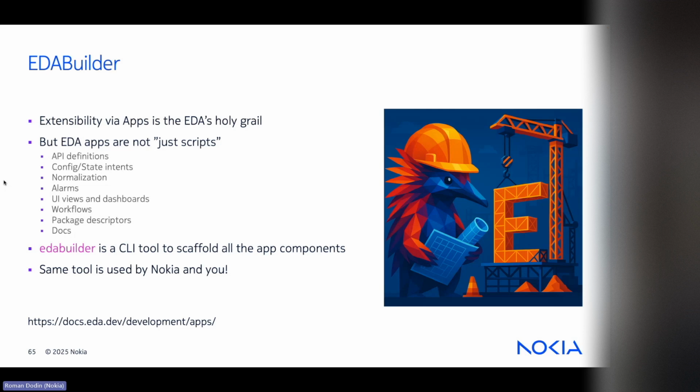It's much more. There's API definitions. Everything is an API eventually. And when you define your new application, the API is part of it. You cannot write just some abstracted input and then be done with it. You also have these config and state scripts. You have normalization that your app can do. And that is very important for multi-vendor.